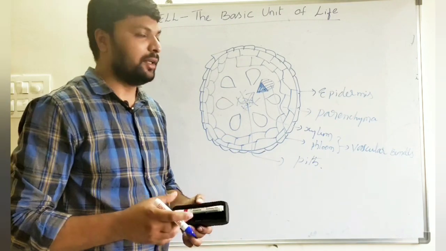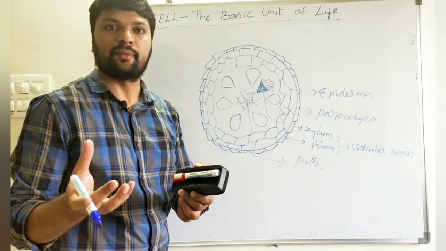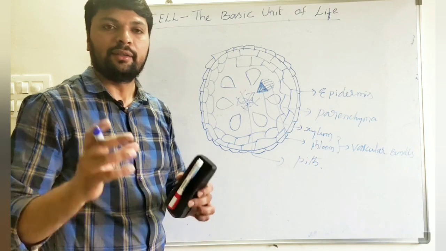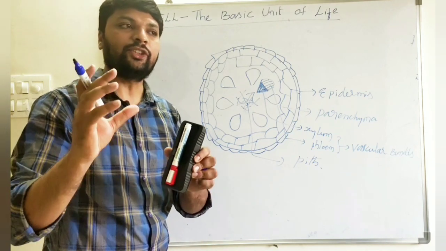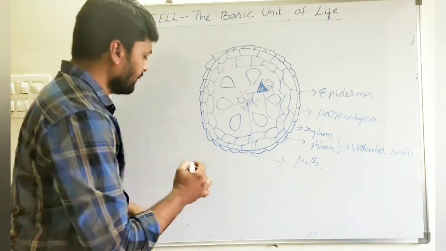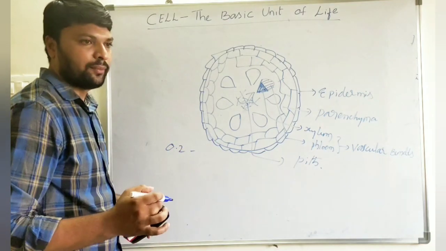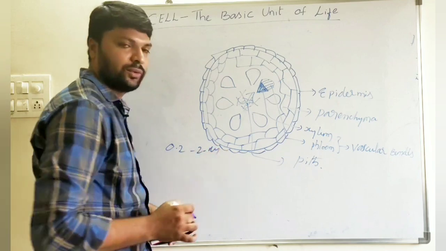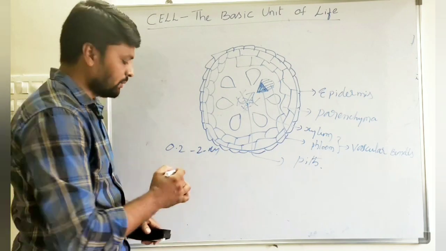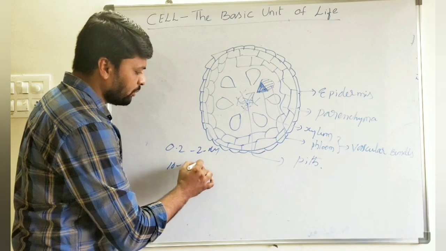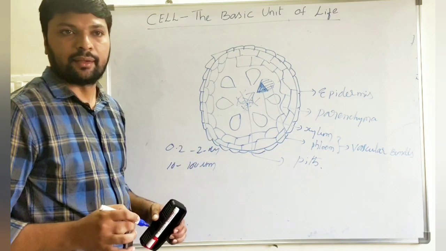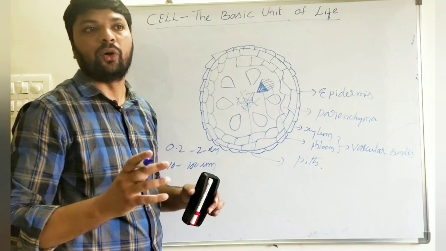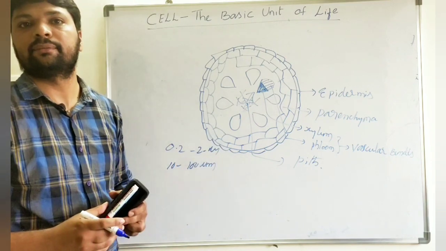Already we have learned that the cell is the basic unit of life. The size of a cell ranges from 0.2 to 2 micrometers in the case of prokaryotes, whereas in eukaryotes, we learned it is 10 to 100 micrometers in length. Some of them are large cells that you can see with the naked eye.